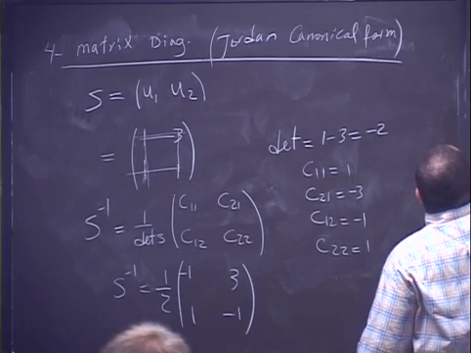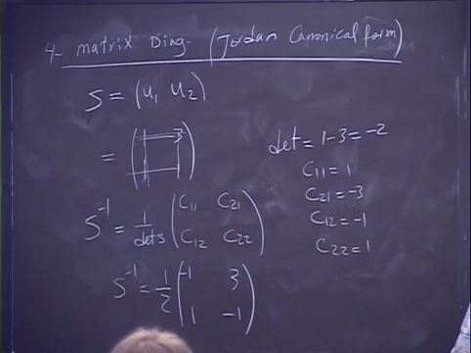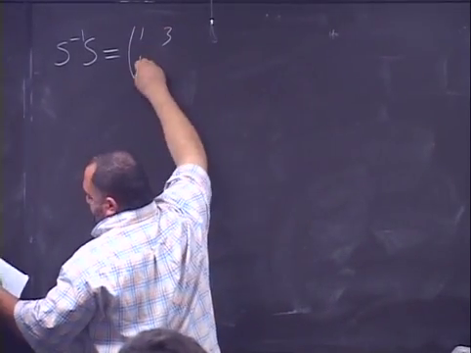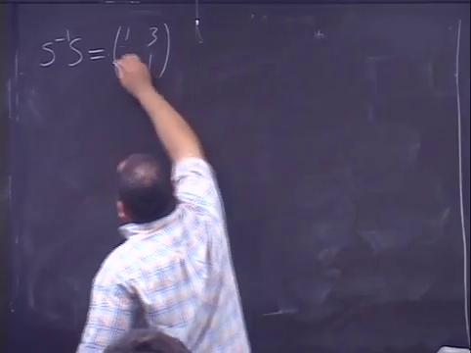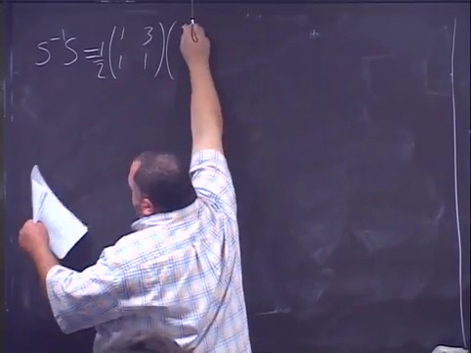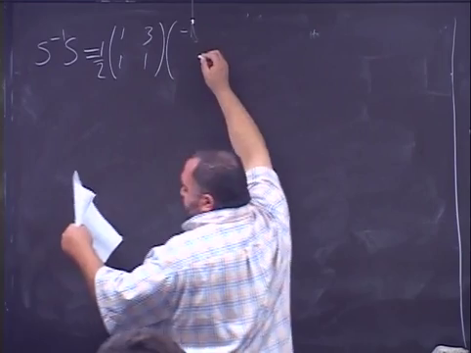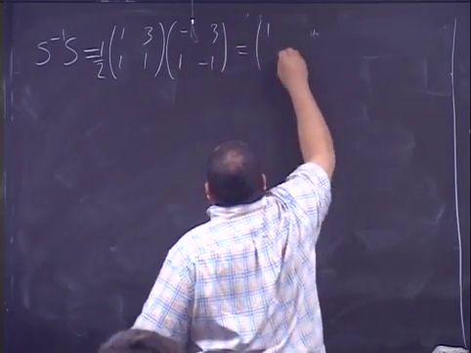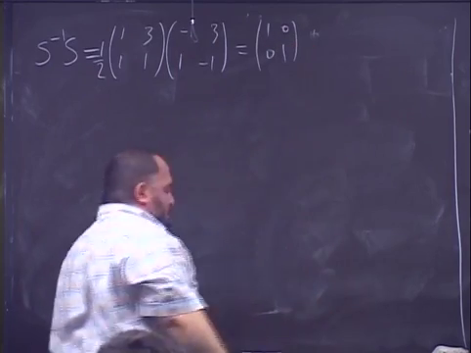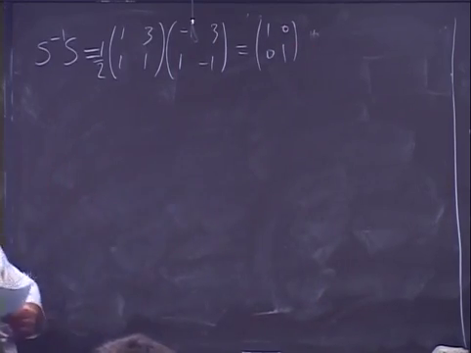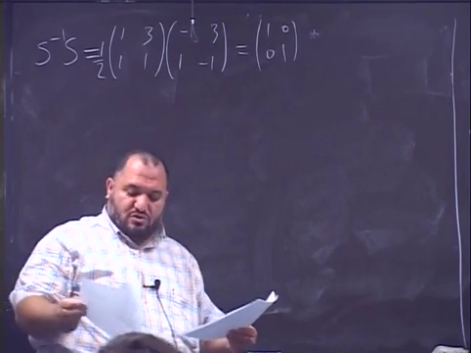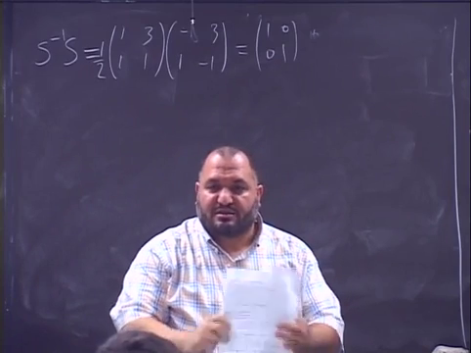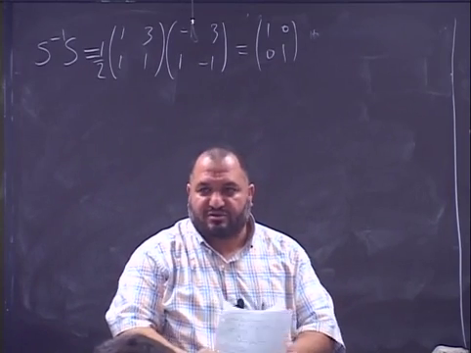Exactly. Multiply the two. This will give you the identity. So 1, 3, 1, 1 multiplied by half of minus 1, 3, 1, minus 1. You will notice that this is 1, 1, 0, 0 if you perform this. So now this is indeed the transformation matrix. We picked a good transformation matrix.